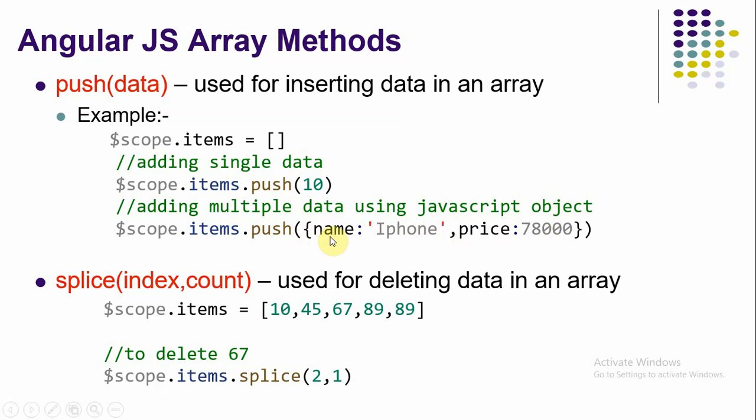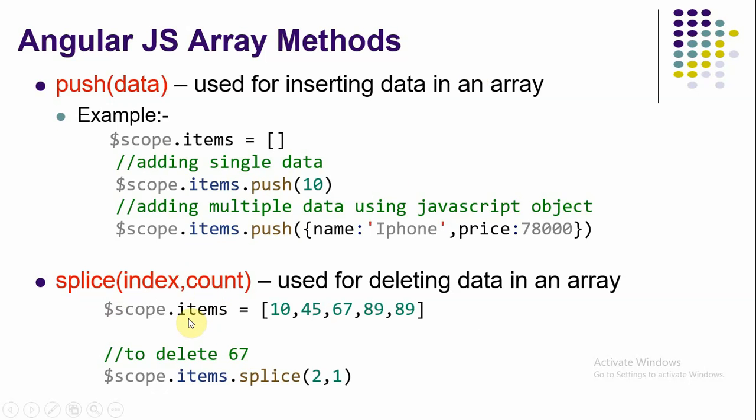And if you want to delete some data, we can use the splice method. In the splice method, the first parameter is the index, where you want to start deleting the data, and how many data you want to delete as the second parameter, that is count. Count is how many data you want to delete. So if I give 1, it will delete one data from that index position, and depending on the count you are mentioning, that many will be deleted.